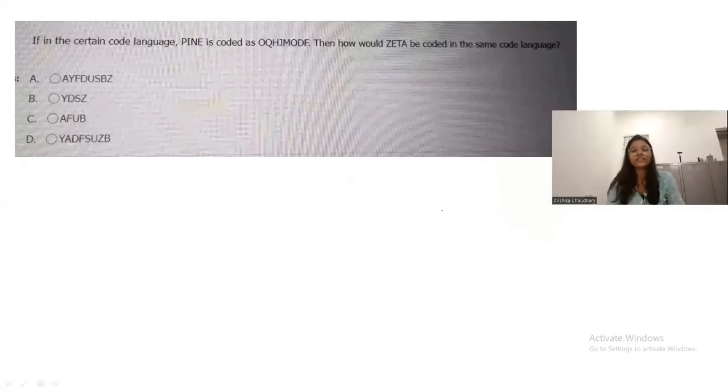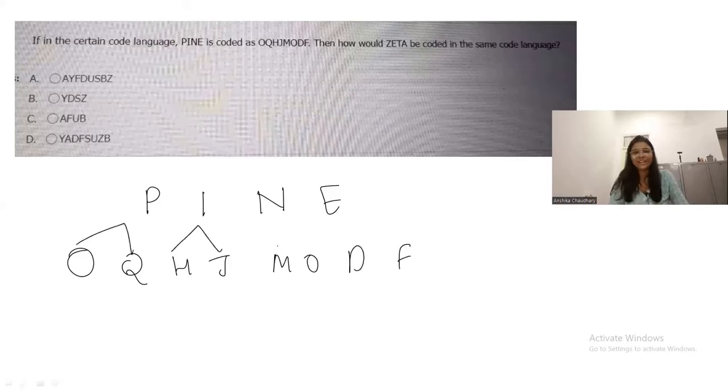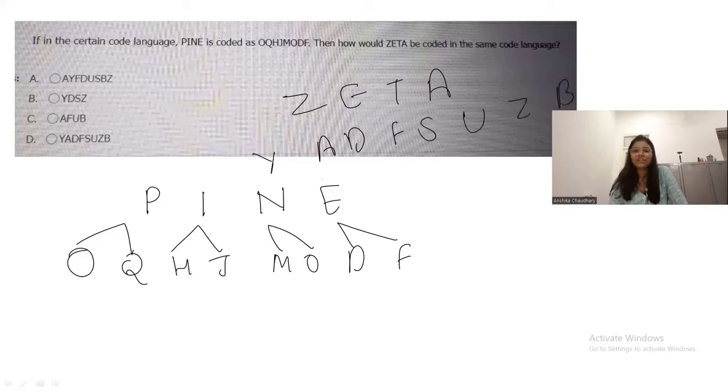Okay, so the next question is, in a certain language, pine is coded as O, Q, H, J, M, O, D, F. So the pattern is so simple: O, P, Q, H, I, J, M, N, O, D, E, F. Now we have to find the pattern for zeta. So O, P, Q, right? So it would be Y, Z, A, D, E, F, S, T, U, Z, A, V. So it should be the pattern. So option number D will be the correct answer.